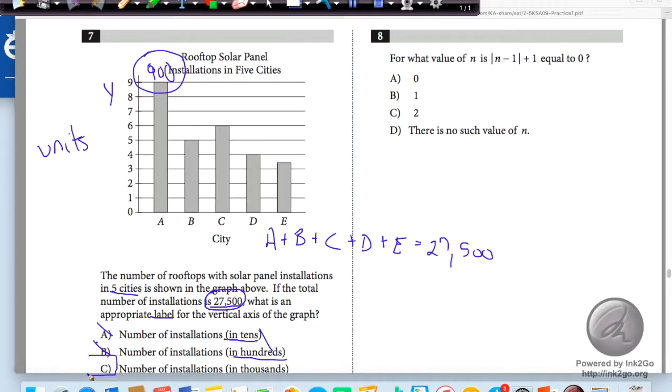Well, it is C, but let's talk about why a little bit more, without wasting too much time. If it's C, we know that altogether this 90 would then be 9,000. If you were to add up all of these, this would become 5,000, plus 6,000, plus 4,000, plus your 3,500, and you're welcome to add them up. They would equal 27,500 altogether. So C is your best answer.